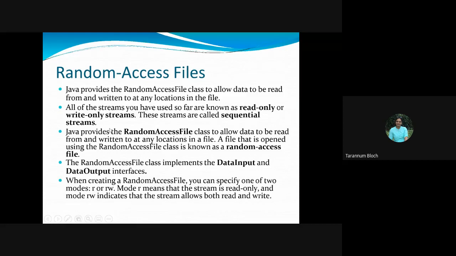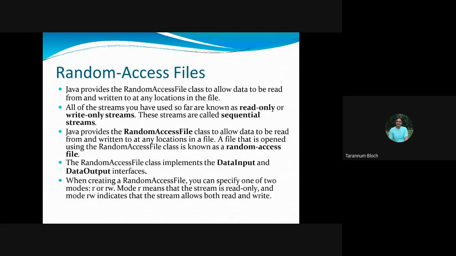But when I have the RandomAccessFile class, read and write happen from any location of a file. That's why a file opened using RandomAccessFile is known as a random access file object. RandomAccessFile implements the DataInput and DataOutput interfaces.